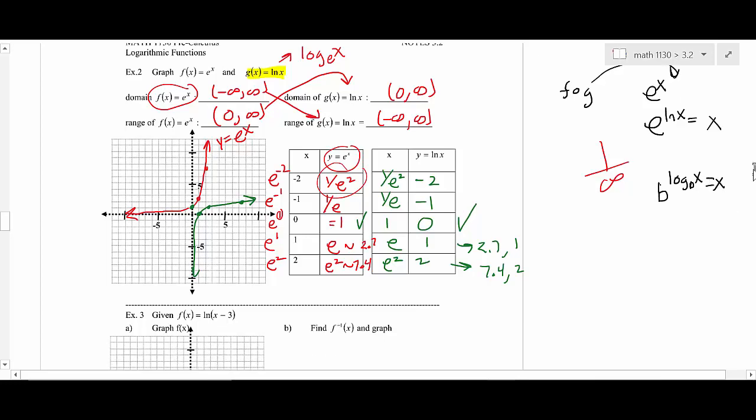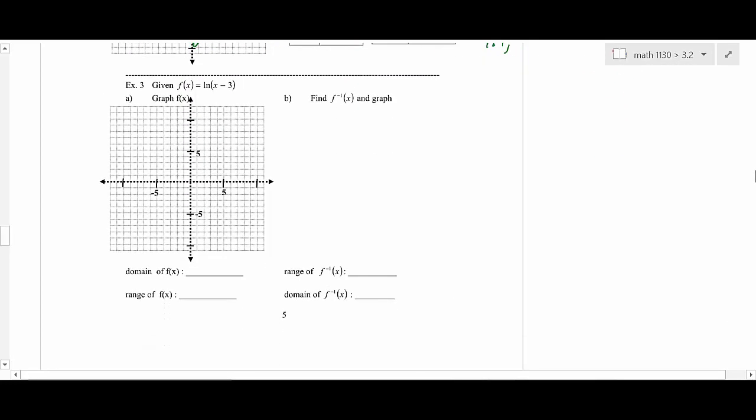Okay, all right. So we want to be solid with these graphs. We're going to do a little bit with logarithms and transformations, but not a lot. So the first thing I'm going to do with this one is find the inverse and graph it. Ultimately we're going to graph this. So go ahead and write down y equals ln of x minus 3.